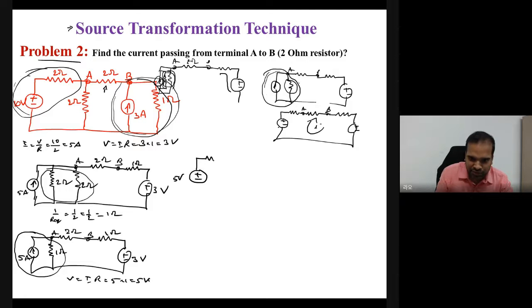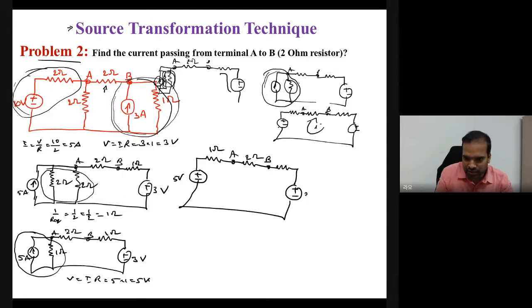Now see here, we have a 5 volt source, and now the same resistor we have to connect in series with this voltage source with the value of 1 ohm. Now here we have terminals A and B. This is A. So we have a 2 ohm resistor, and this is terminal B, and you have 1 ohm and another voltage source. The voltage source value is 3 volt, and this is 1 ohm. Now what is our aim? We should find the current flowing from terminals A and B, or the current at the 2 ohm resistor.